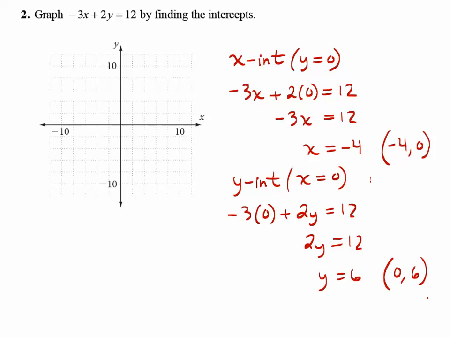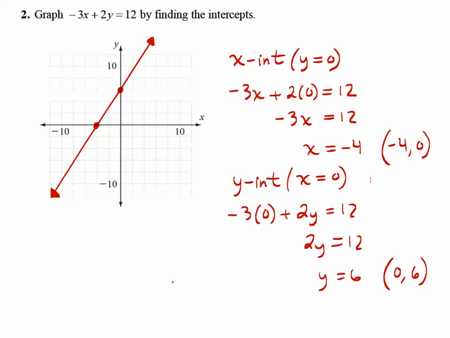Cool, alright. So notice we're not doing a third point. As long as we know we did it correctly, we really don't need a third point. So negative 4, 0. And 0, 6. And connect with a straight line. Arrows at the end.